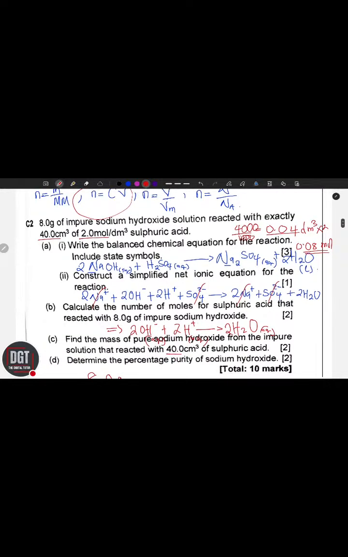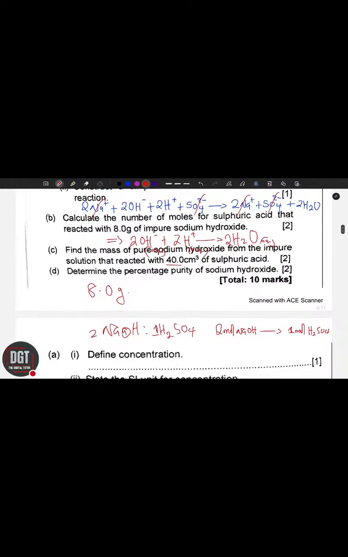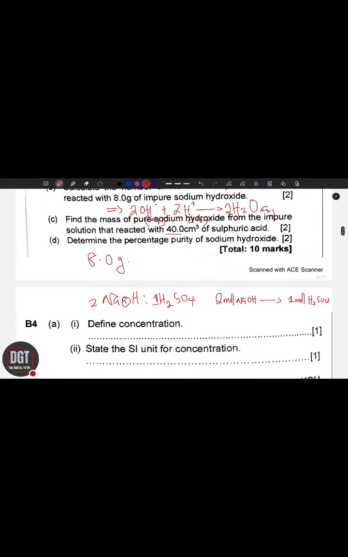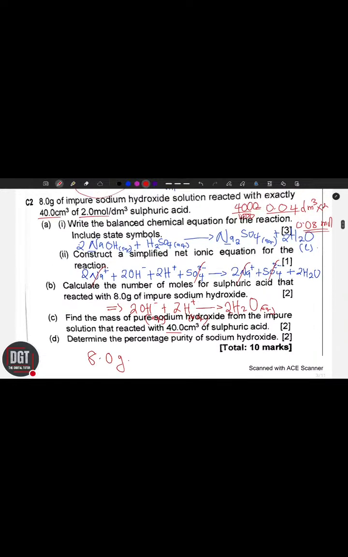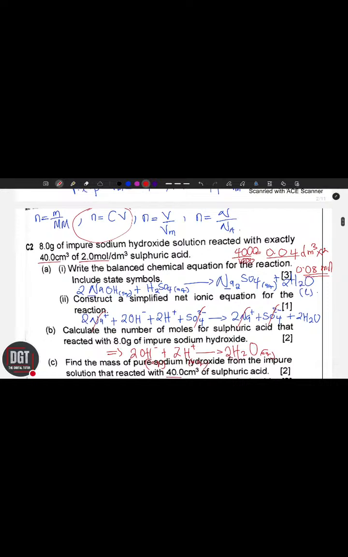Sulfuric acid. Is someone following up to this point? The point that we are finding now is the mass of the pure one. For us to find the mass of the pure one, we are going to form a ratio of sodium hydroxide to that of sulfuric acid. Now, from the balanced equation, in front of sodium hydroxide there's a 2, and sulfuric acid there's a 1. Then of course we can find the number of moles of sulfuric acid by using the volume and concentration.